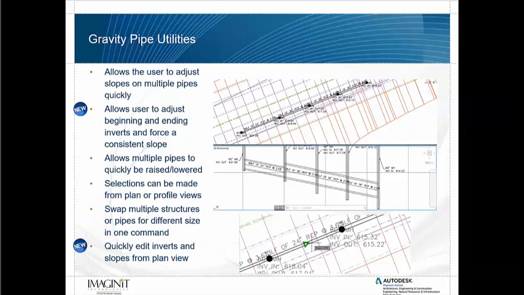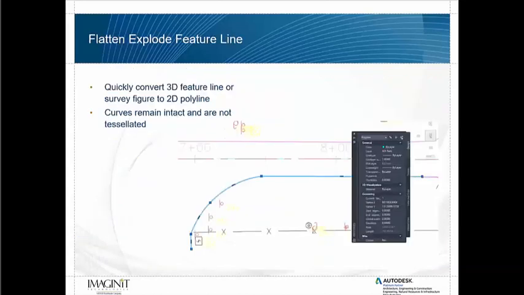The other option, again, talking about how the software is very single object oriented, is to be able to swap out multiple structures all at once. I enjoy that functionality a lot when we know that we have to maybe swap out for a material or a structure size. Really, really awesome functionality inside of here. I very much enjoy this tool set here.